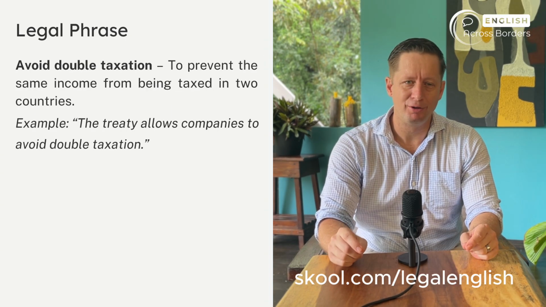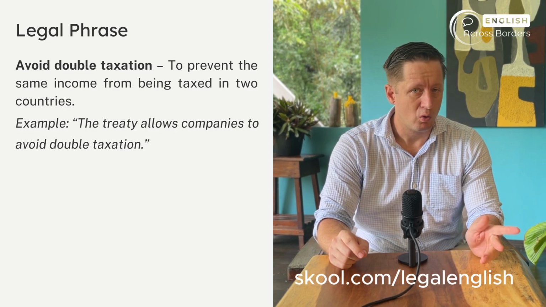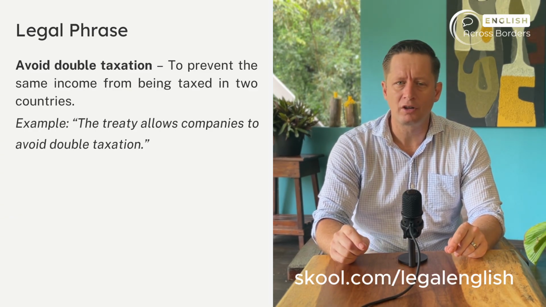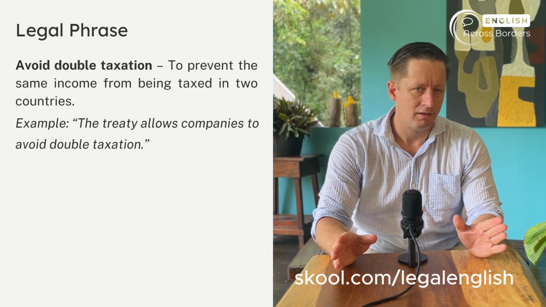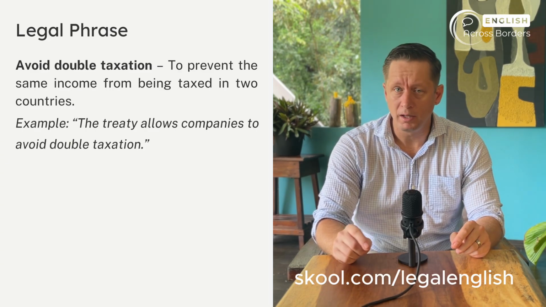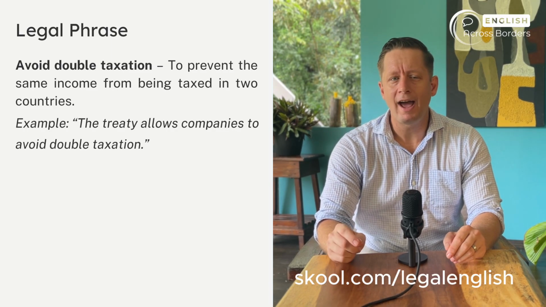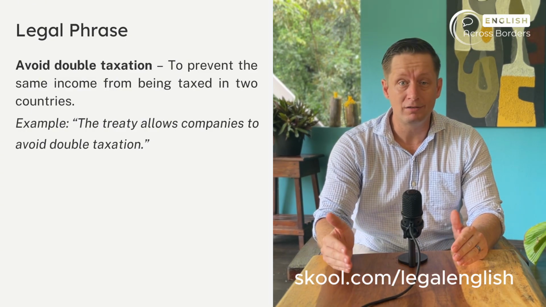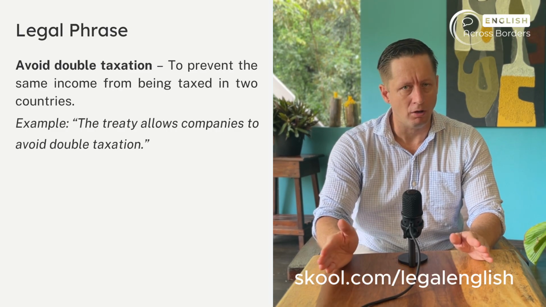To avoid double taxation means to prevent paying tax twice on the same income, once abroad and once in your home country. An example: the treaty allows companies to avoid double taxation. Let's say a client says to the lawyer, "I earn income in both country A and country B. Do I have to pay twice?" The lawyer replies, "Normally yes, but with the tax treaty, you can avoid double taxation. We'll apply for credits or exemptions." This phrase is very common in international business and cross border law.